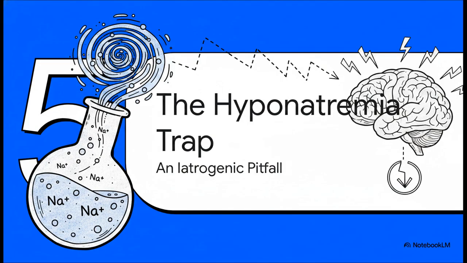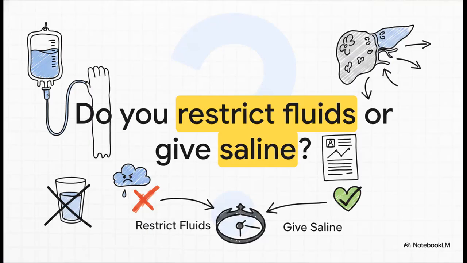Section 5. The hyponatremia trap. This is a massive iatrogenic pitfall you have to watch out for. So imagine you're looking at a chart and you see a sodium level of 132. Not crazy low, right? But if you blindly restrict fluids without checking their intravascular volume first, you are walking straight into a trap. If you have a cirrhotic patient whose low sodium is actually driven by overdiuresis rather than free water retention from splanchnic vasodilation, restricting their fluids is going to tank their renal perfusion. You'll literally precipitate deadly hepatorenal syndrome.